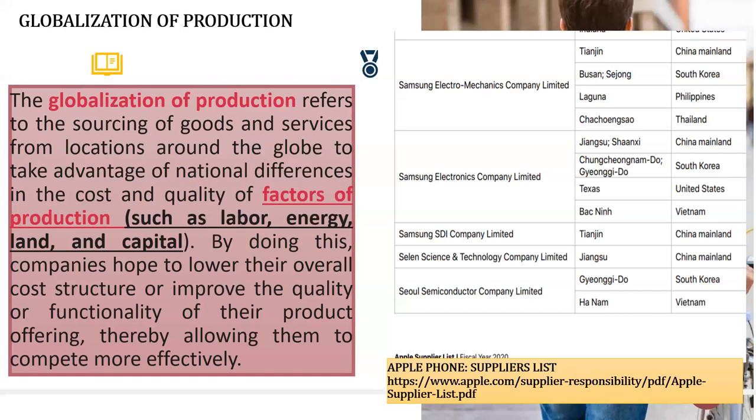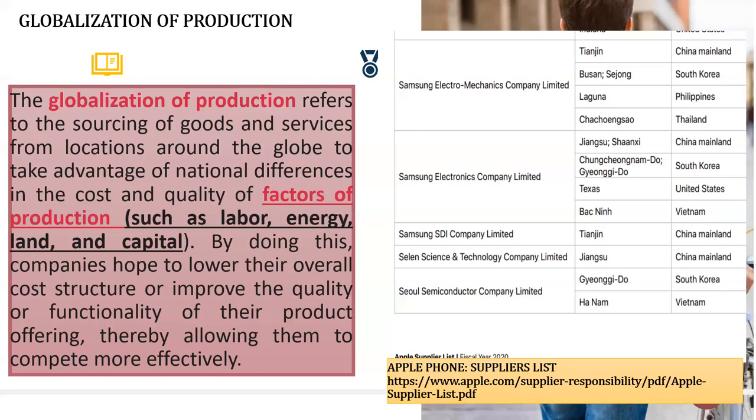So here you can see actually in your slide, I don't know if it's on the left side or right side of your screen, this one, this is the Apple phone suppliers list. I got this from this website. Look at the countries. This is just actually part, guys. The list was actually long, but look, Philippines. Samsung Electro-Mechanics, they outsource their product in Samsung. We have actually an FDI. One of its FDI is located in Laguna, Philippines. Look, Samsung Electro-Mechanics Company Limited.